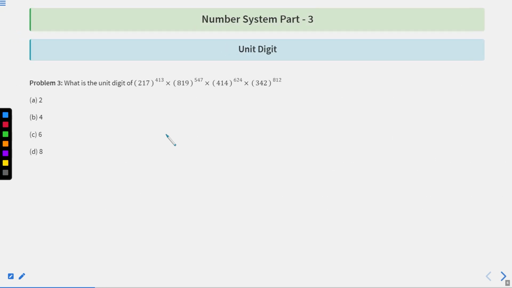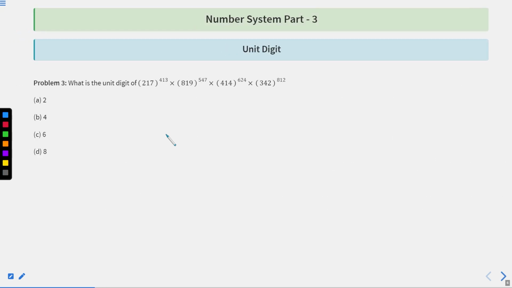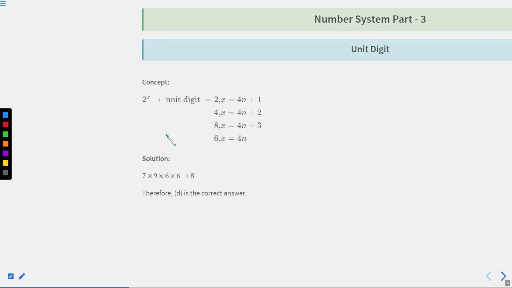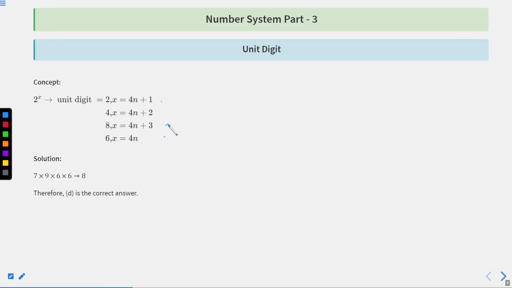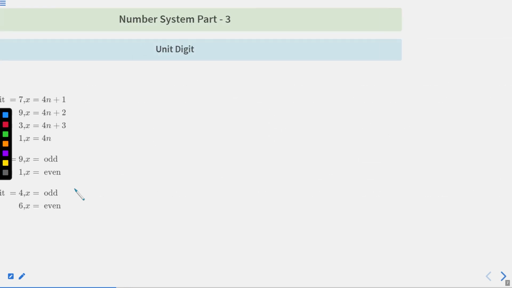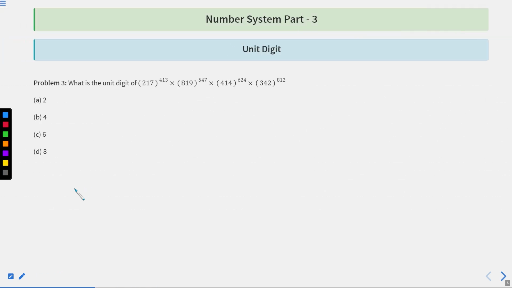Now, since 812 divided by 4 yields 0 as a remainder, the fourth case is going to work. Since we now know the unit digit for each of them, we can simply put them in and multiply. On multiplication, you will get a number whose unit digit is going to be 8. So the final answer is 8, and the correct option here will be option D.